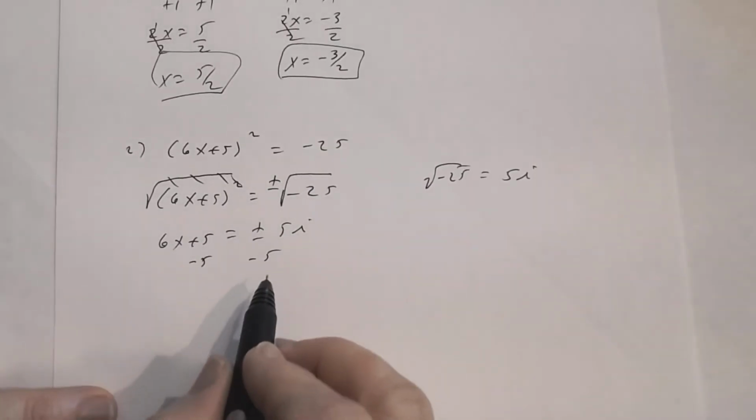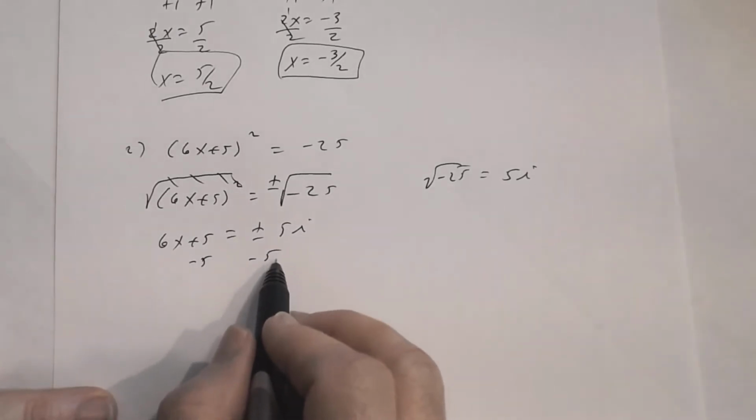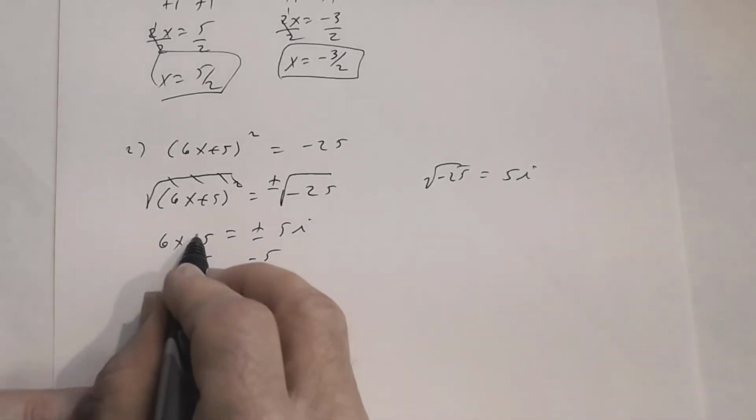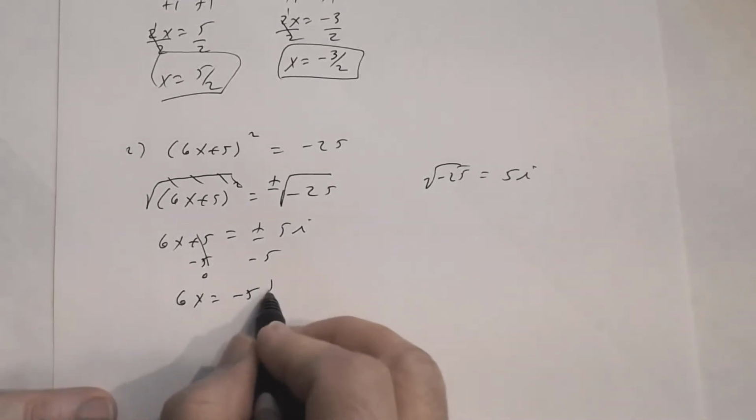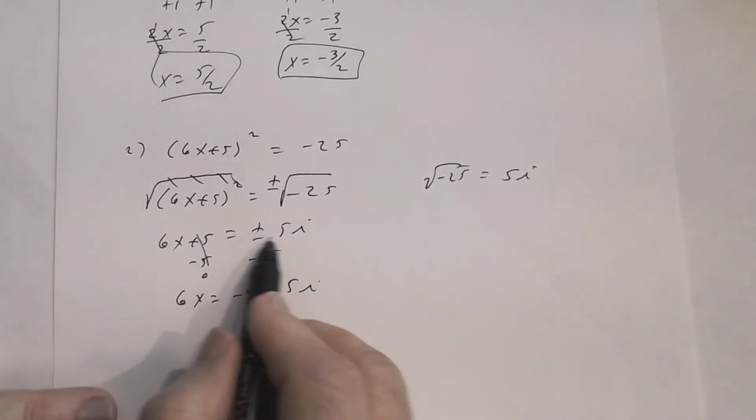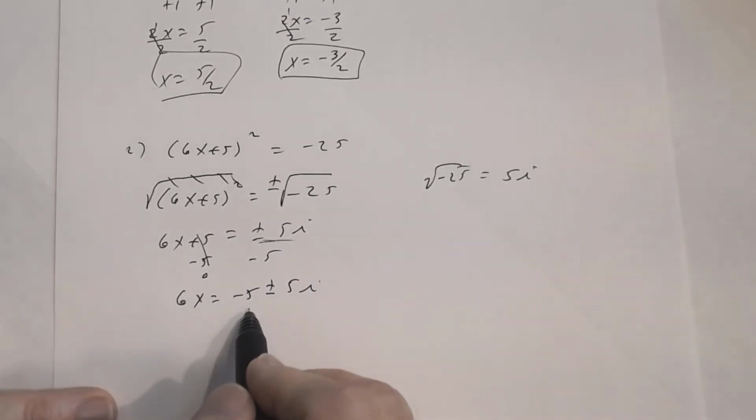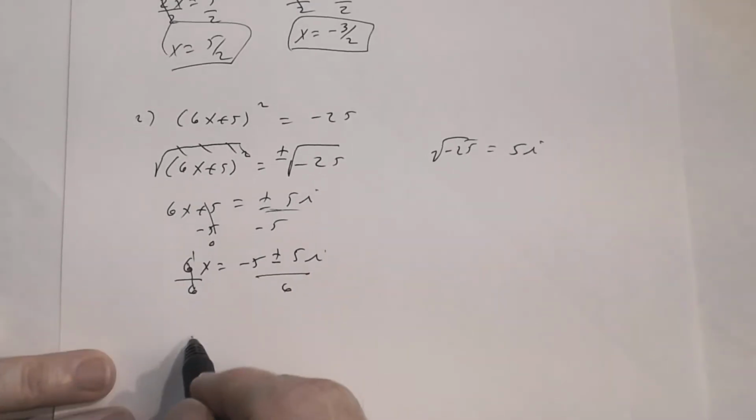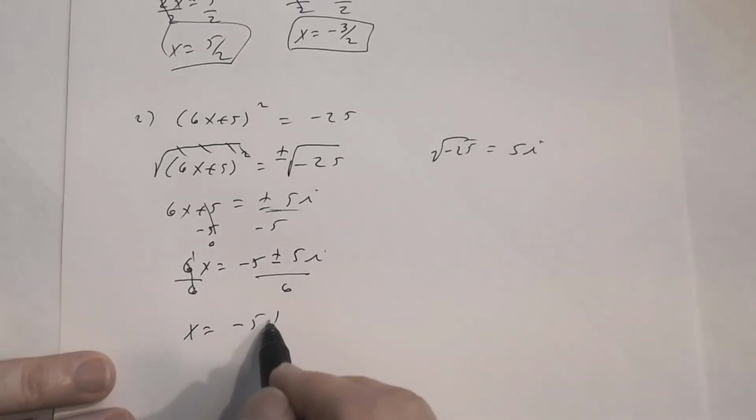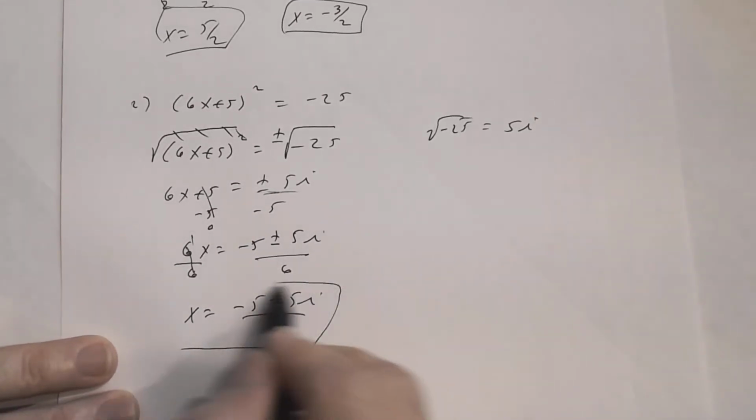Now be careful. Those are not like terms, because that doesn't have an i with it. So when you combine like terms, you're going to say 6x equals negative 5 plus or minus 5i. See that plus or minus 5i? That goes together. Put it together. This goes in front. And then you can divide both sides by 6, just like this. And so you get x equals negative 5 plus or minus 5i divided by 6. And that's your solution. You have two solutions.